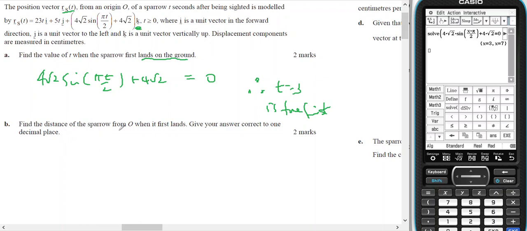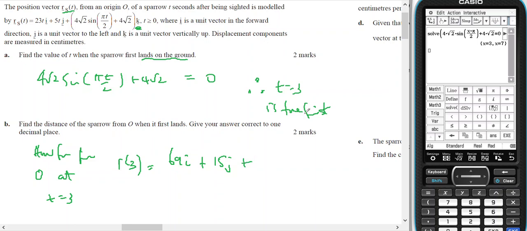Okay, part B, find the distance the sparrow is from the origin when it first lands. So I want to know how far from the origin at t equals 3. So r of 3 will be 23 times 3, which is 69 in the i, 5t, so 15 in the j, plus the k component, which is going to be 0, because that's when it lands.